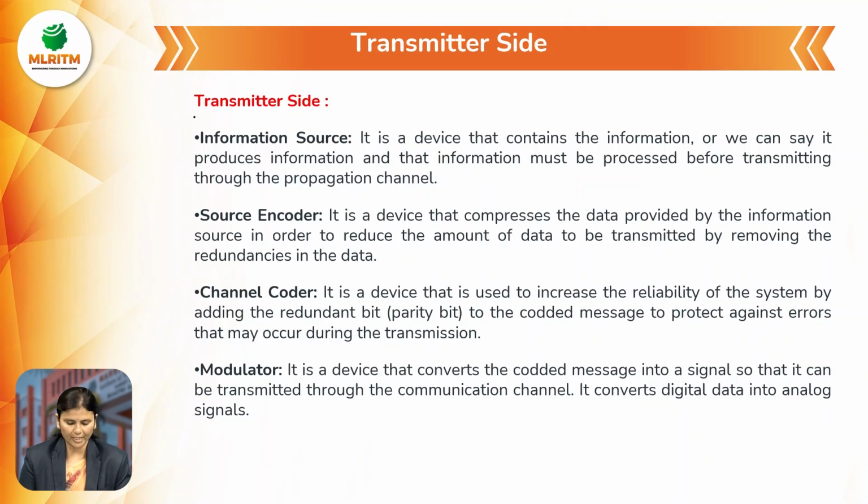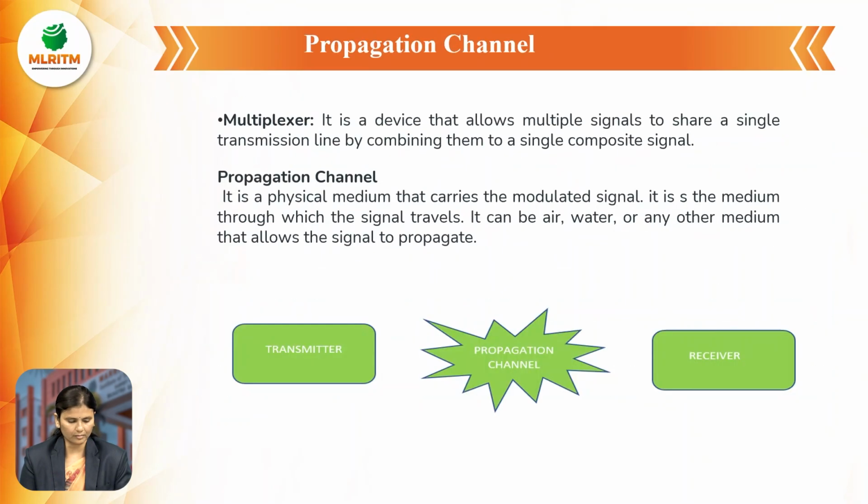Next one is modulator, the device that converts a coded message into a signal so that it can be transmitted over the communication channel. It converts the digital data into analog signals. Next one is multiplexer. The multiplexer is a device that allows multiple signals to share a single channel by combining them into a single composite signal.